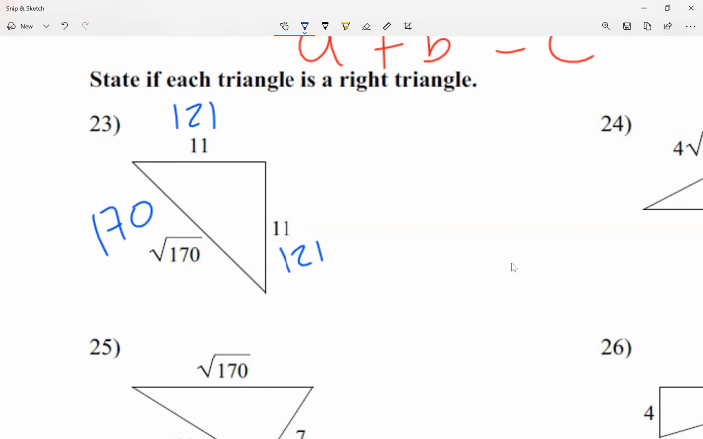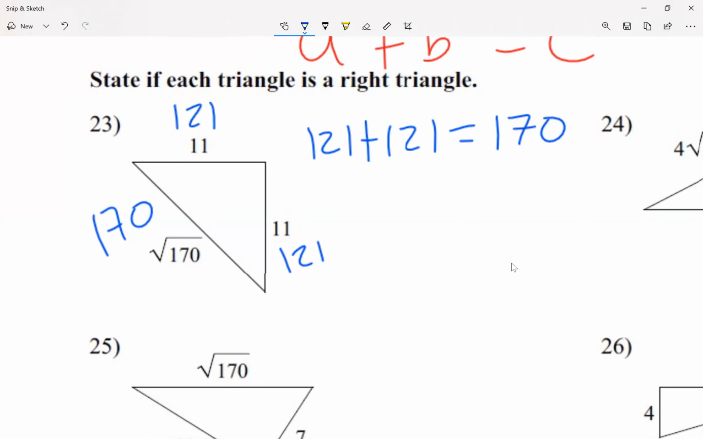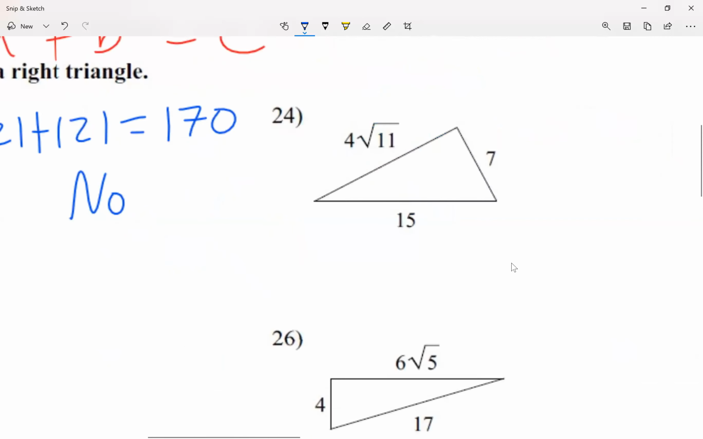Now, my question here is, is this a right triangle if 121, let me add the two small numbers, 121 plus 121 equals 170, which is the big side? And my answer should be no. So nope, we don't have a right triangle. The angle of this corner is not 90 degrees. So those that put floors, tile, build houses and everything, they will be like, oh no, I'm crooked. That's not a good corner. It's not 90 degrees.